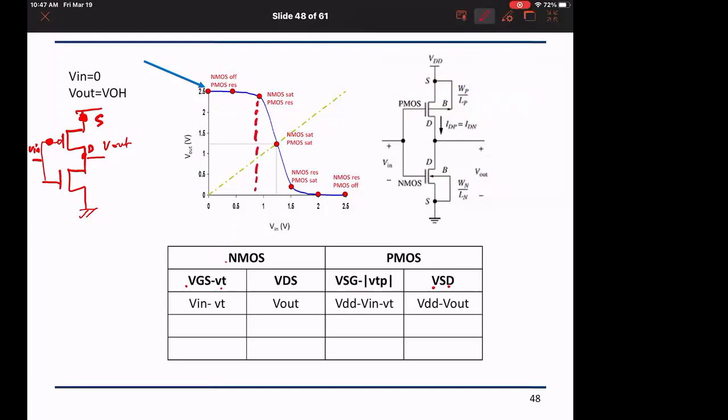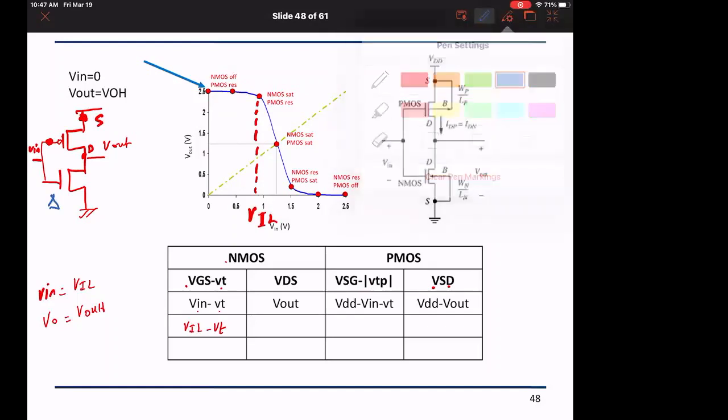Okay, the output is still high, so if I have Vin equal to VIL, then the Vout will be really VOH. It's slightly smaller than VOH, so I will just plug in. For the NMOS I have VIL, which is greater than VT, but it is small, so I automatically draw on the NMOS that this is small. And then the output is going to be VOH, which is large. So automatically I'm going to draw here that this is large.